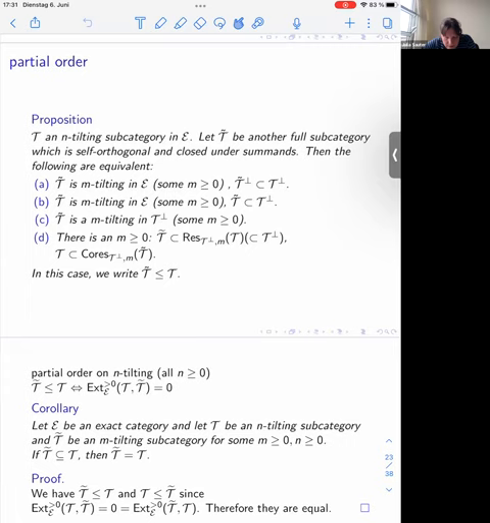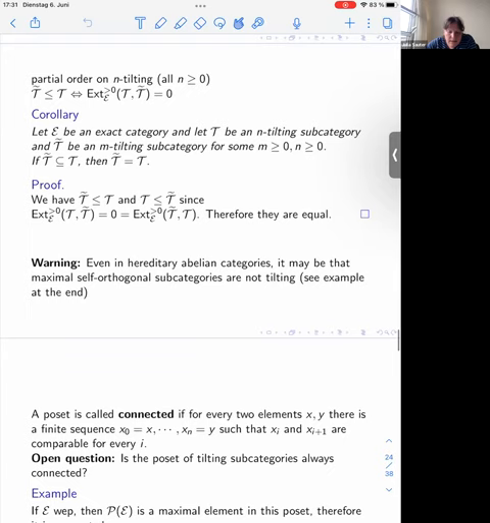So what I want to point out here is, if you look at T-tilde, it says M-tilting in E with this inclusion is equivalent to M-tilting in T perp. But now T perp is an exact category with enough projectives, and there it's easier to check if it's tilting or not. So one can reduce this to situations with enough projectives. And then let me explain the obvious corollary.